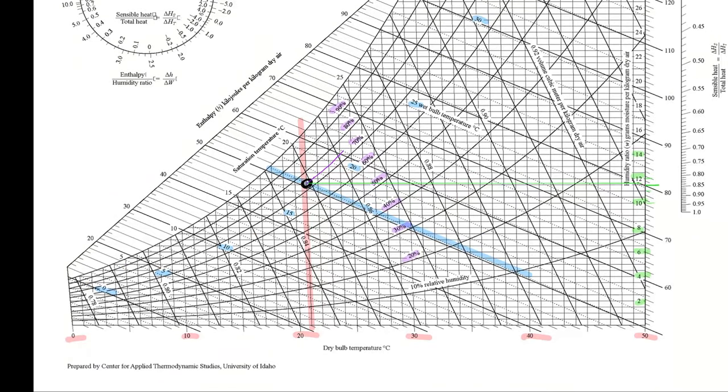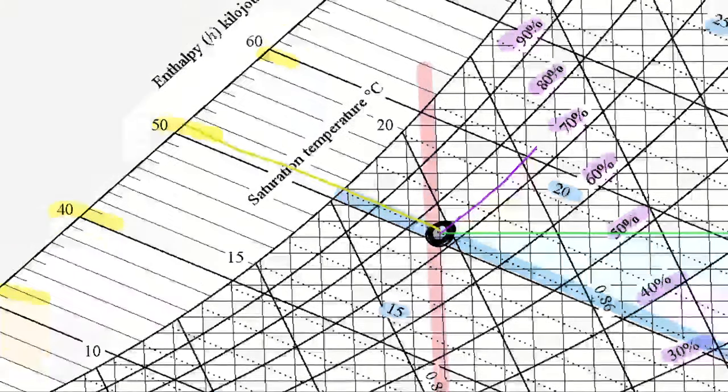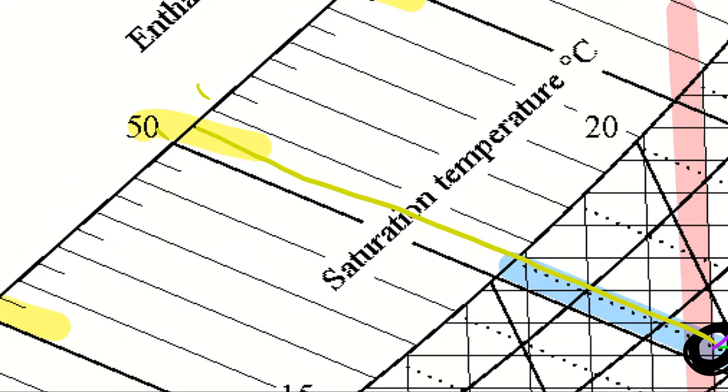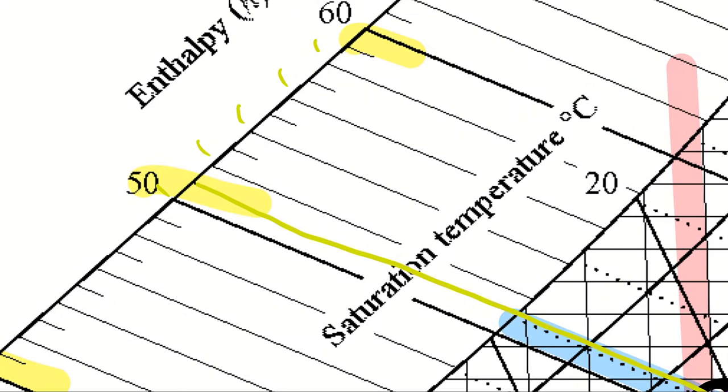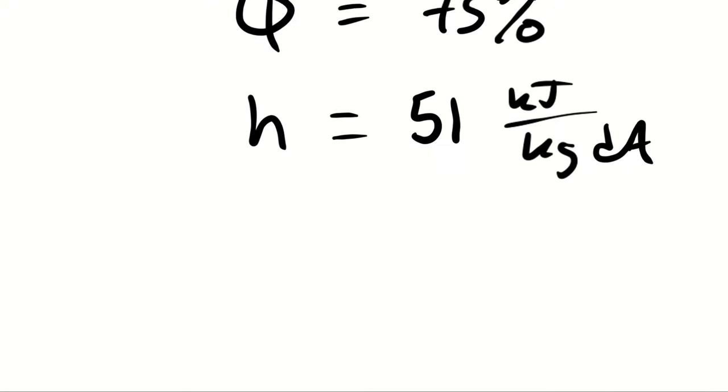Specific enthalpy, let's go with a bright yellow, maybe. Enthalpy is read off of these solid lines in the upper left. So I see that my enthalpy is going to be about 51, maybe. This would be 50, this would be 52, 54, 56, 58. So let's call it 51. And again, that's per kilogram of dry air.